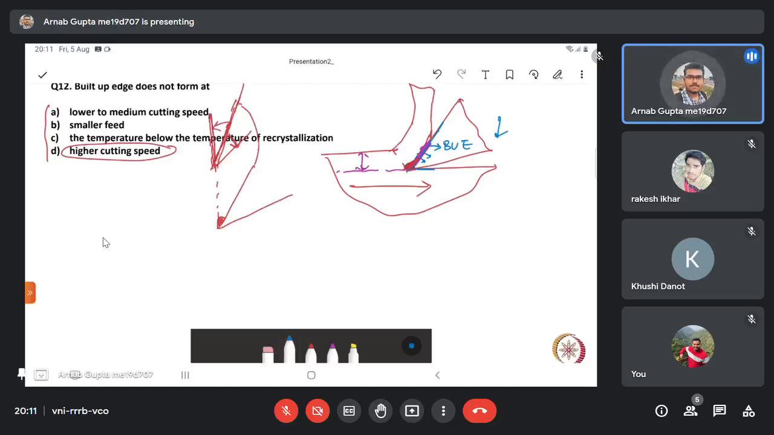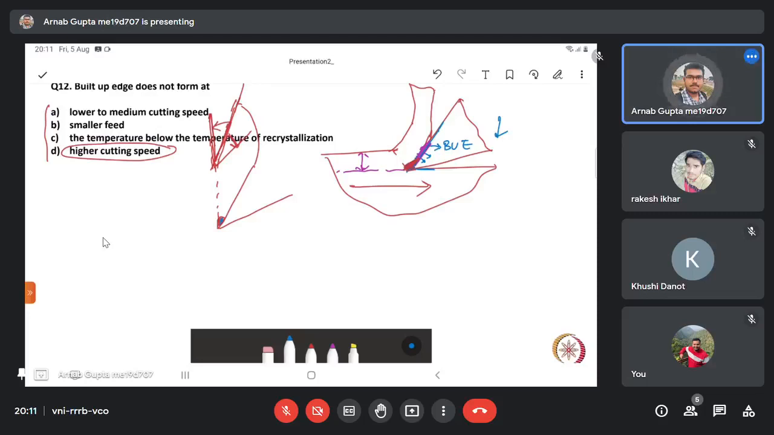Second of all, these built-up edges are not stable; they break after some time, and due to that breakage, the force sometimes increases and sometimes decreases. So there is a chattering motion or some dynamic load induced, which is detrimental to the surface properties of the workpiece as well as the tool material.